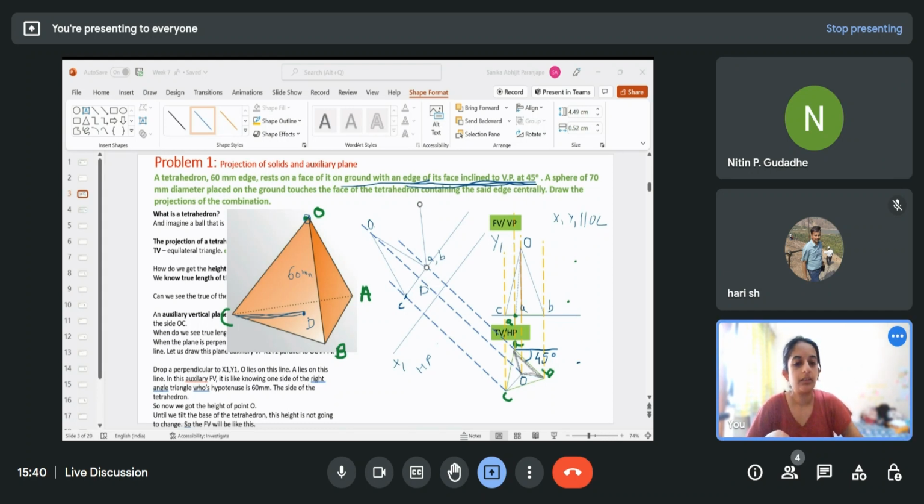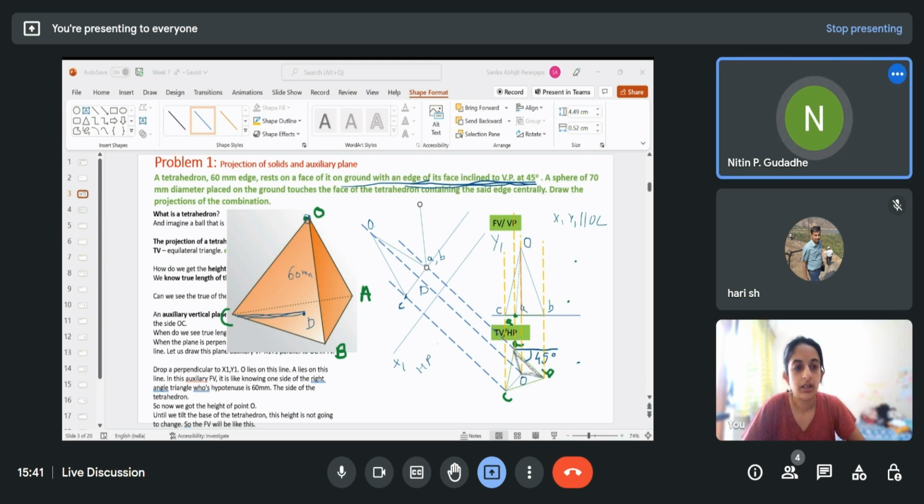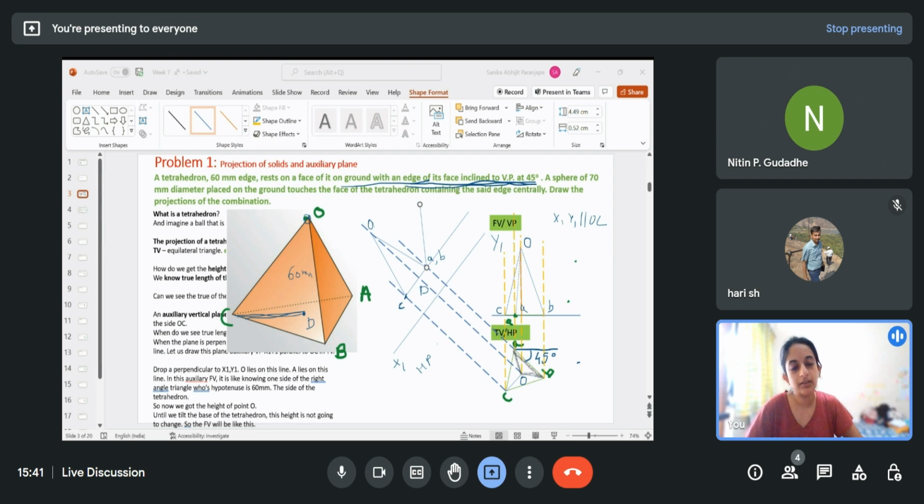But for that, the only thing you need to do is draw that ABC triangle separately in the top view, then get the height. You can do that also. See, the auxiliary plane is actually the same thing. You are either rotating the top view or you are rotating the XY plane so that the top view gets oriented correctly.